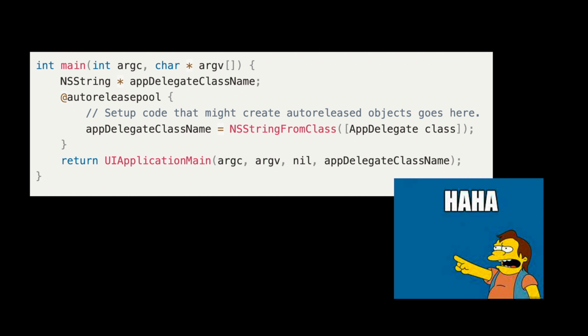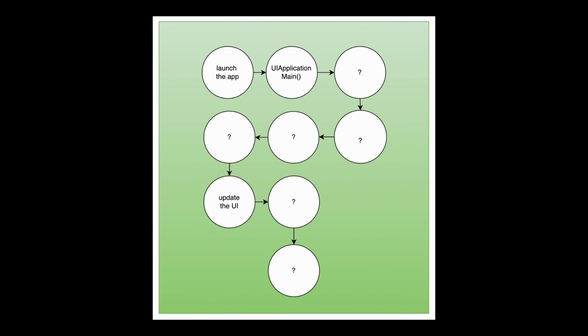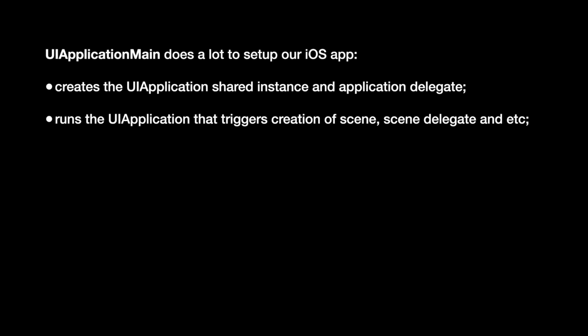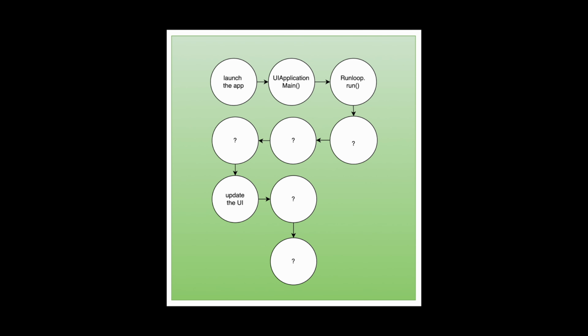But the main function itself doesn't do much. Its main purpose is to call the UIApplicationMain function. UIApplicationMain in its turn does a lot to set up our iOS application. It creates the UIApplication shared instance and the application delegate. It runs the UIApplication that triggers creation of the scene delegate, and so on. And last but not least, it runs the main event loop called the run loop. Let's update our scheme with a new step.